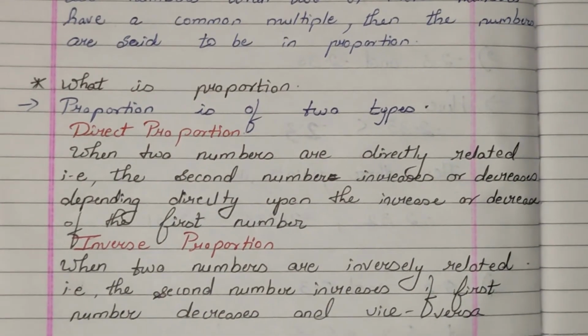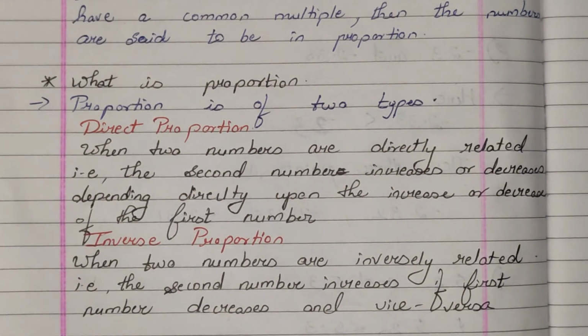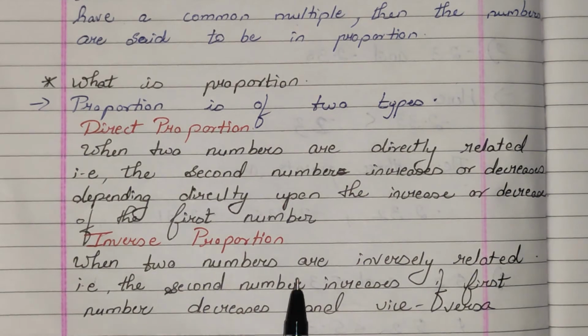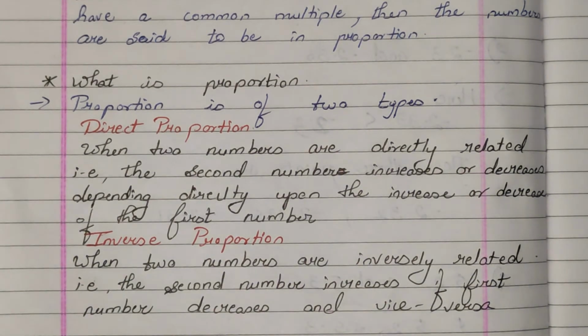But what do we mean by proportion? Let's see. Proportion has two categories. One is direct proportion and the other is inverse proportion. Now what is direct proportion? When two numbers are directly related, that is, the second number increases or decreases depending directly upon the increase or decrease of the first number, then such numbers are said to be in direct proportion.